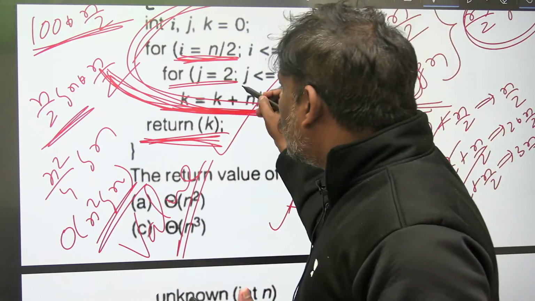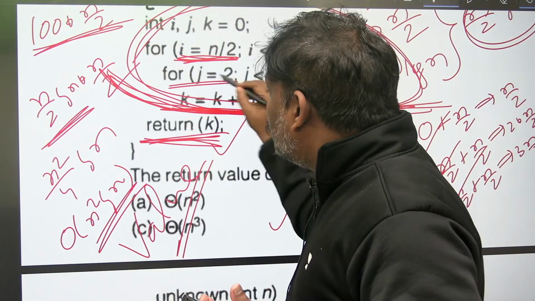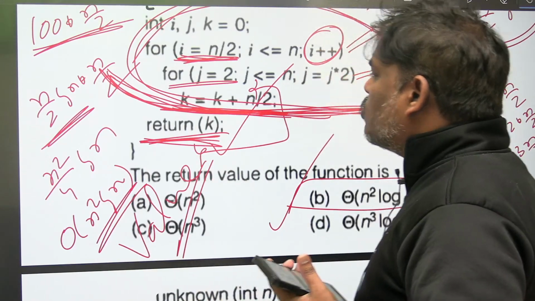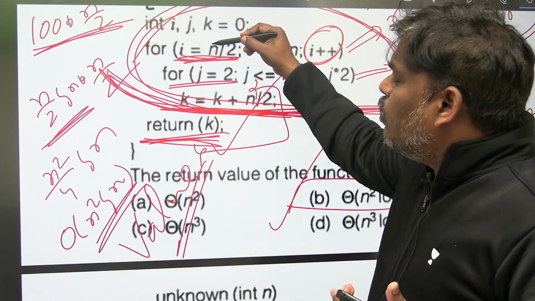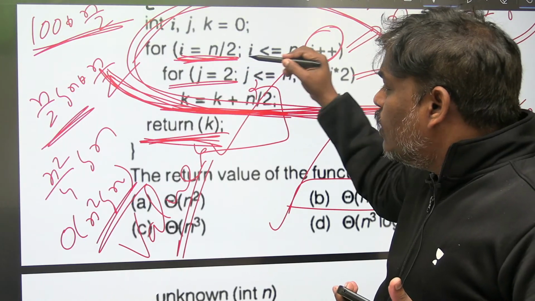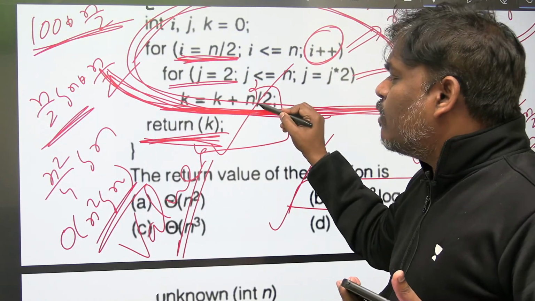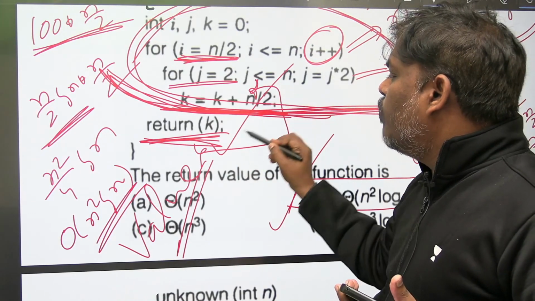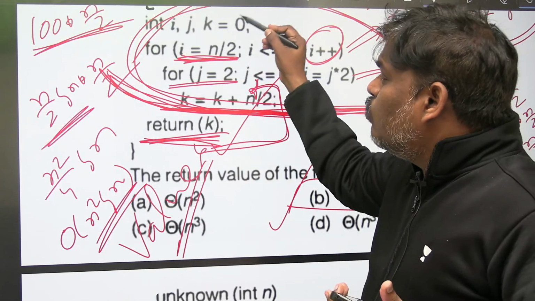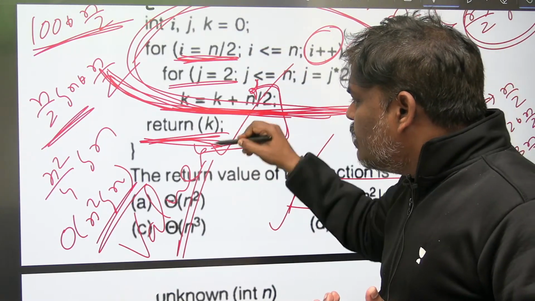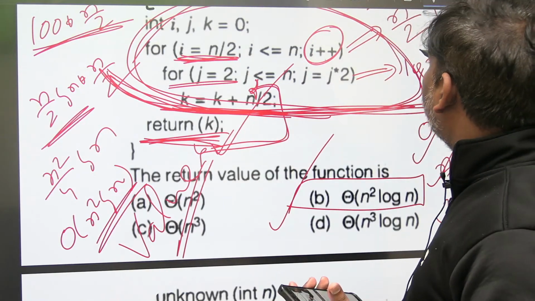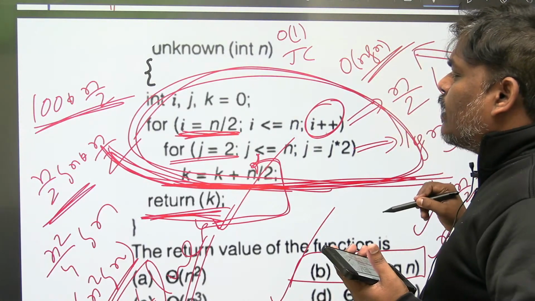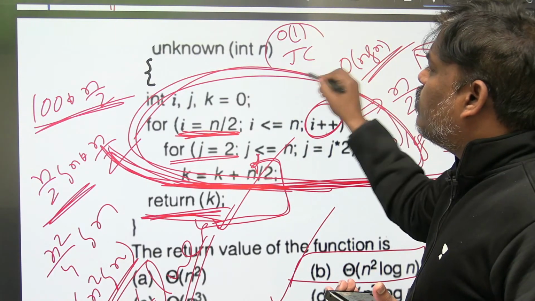How many people will go? Suppose I keep a bracket for the j like this, what is the answer? For the j, if I keep the bracket like this, i value is n by 2, j value is 2, you will come inside, k is equal to k plus n by 2, return k. You will stop immediately. Then time complexity becomes order of 1, because i will execute 1 time, j will execute 1 time.